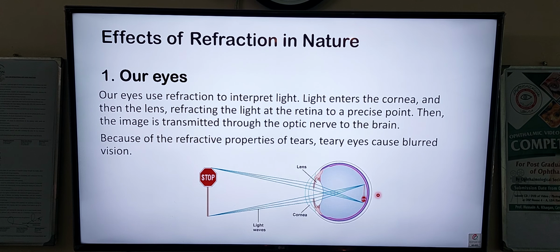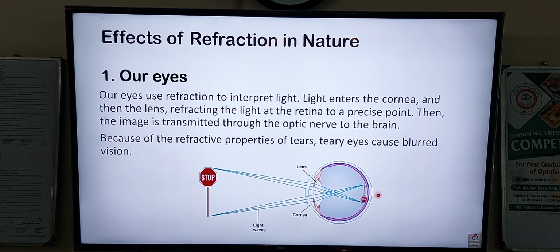So let's discuss the effects of refraction in nature. Number one is our eyes. Our eyes use this refraction to interpret light. What happens is that the light enters the cornea, then the lens, and they're refracted towards the retina. And hence the image is formed at a precise point. This image is transmitted through the optic nerve to the brain.